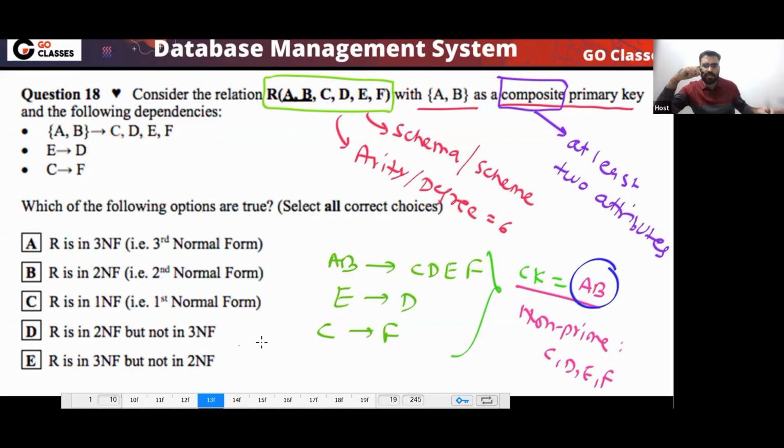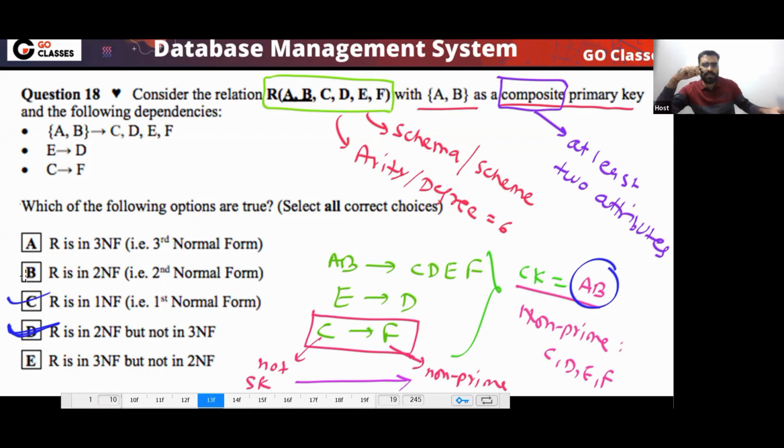And what about 3NF? Look at this. This is not a super key, and this is non-prime. So a non-super key is determining a non-prime attribute. This relation is not in 3NF. So it is in 2NF, but not in 3NF. It is in 1NF also, and in 2NF also. So the answer will be this.